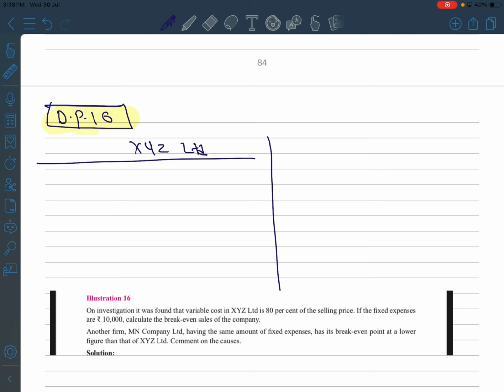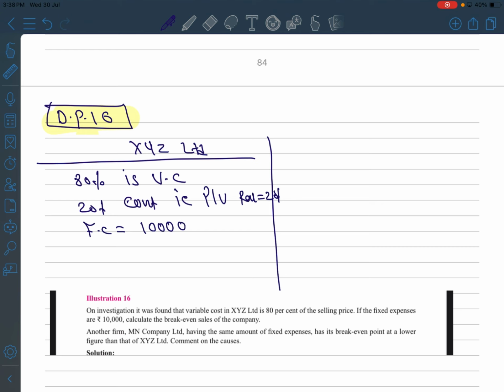80% of the selling price is variable cost. If 80% is variable cost, then 20% will be contribution. That is, PV ratio is equal to 20%. Will you agree with this? Yeah, simple. Then fixed cost is also given, rupees 10,000.